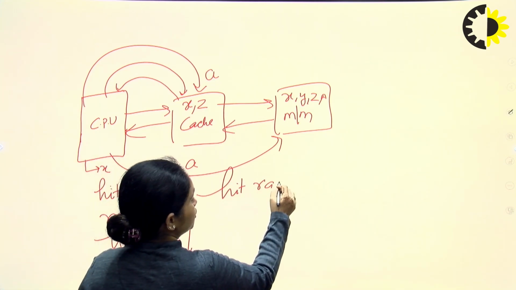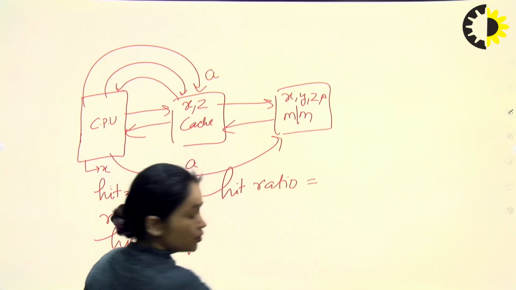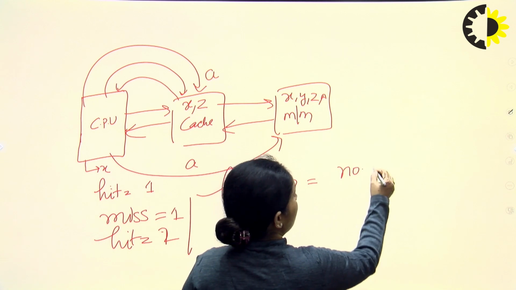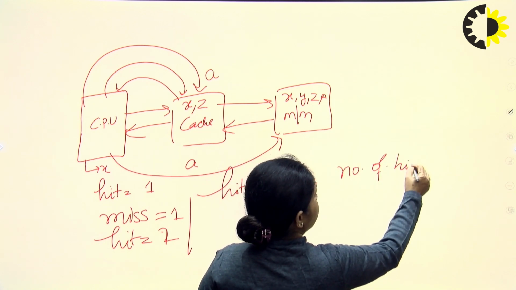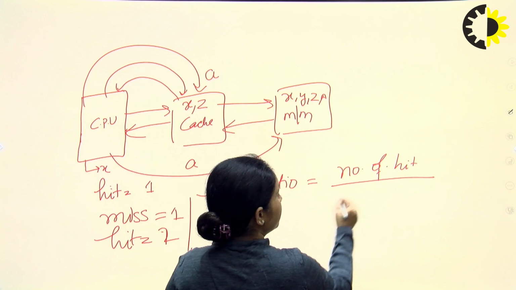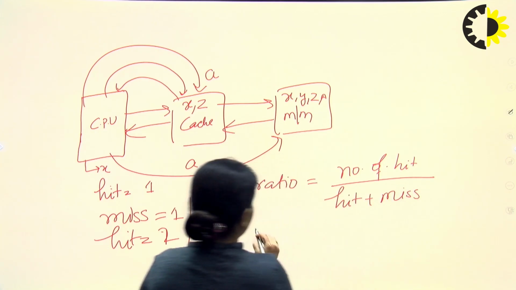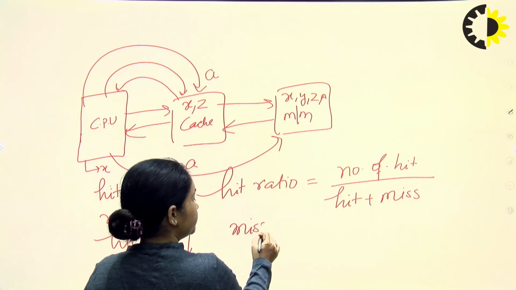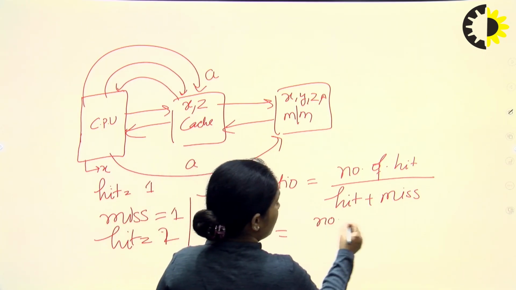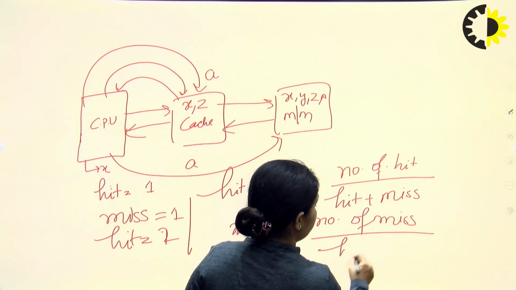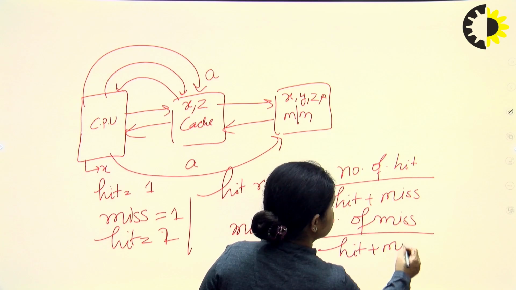What is the hit ratio? Hit ratio is the number of hits, how many? 2, divided by the total number of hits plus misses. And what will be the miss ratio? That will be the number of misses divided by hits plus misses.